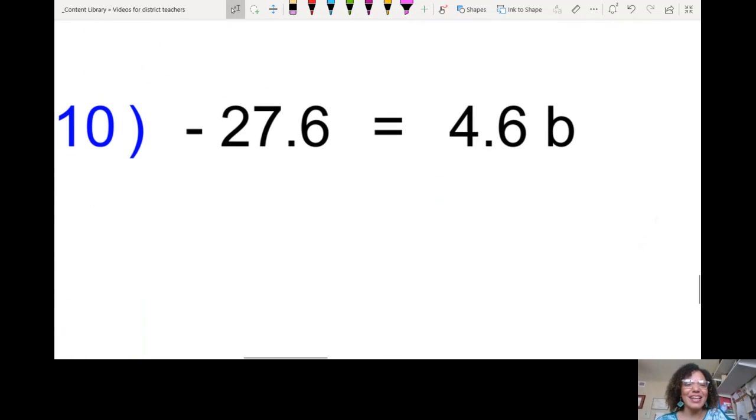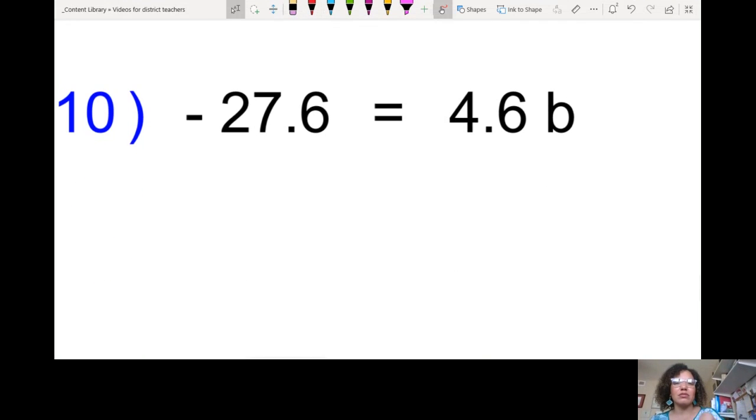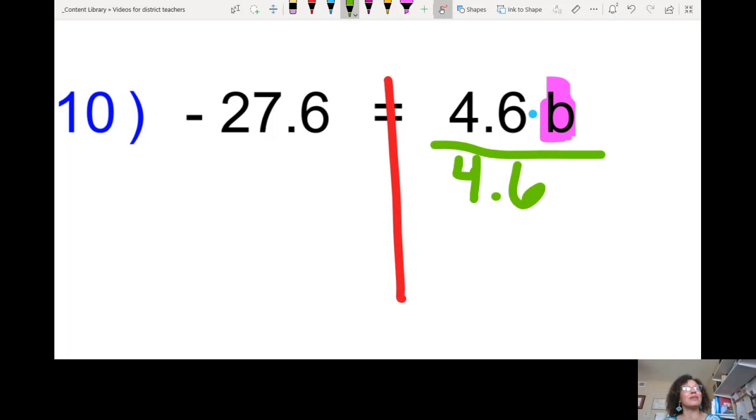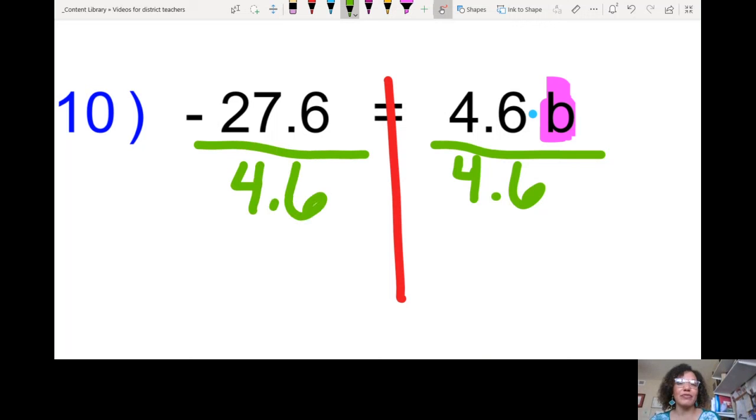All right. And now number 10, first step. Brick wall. Find your variable. What's messing with that variable? That 4.6 is touching it, which means it's multiplying it. So you do the opposite, which is divide it away. Whatever you do to one side, you do to the other.